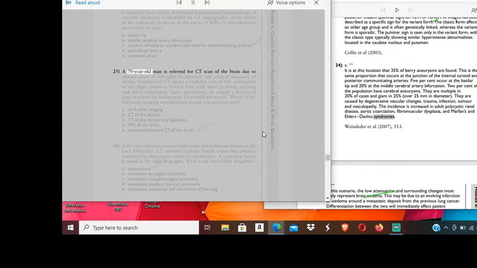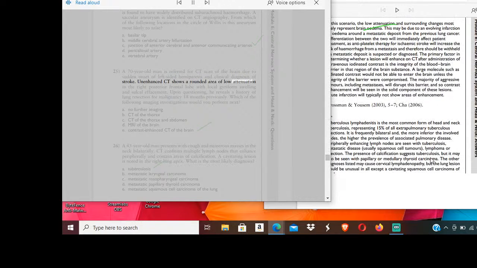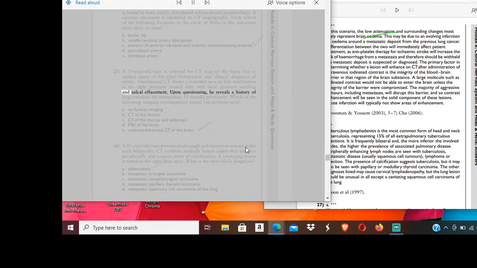25. A 70-year-old man is referred for CT scan of the brain due to sudden onset of left-sided hemiparesis and clinical diagnosis of stroke. Unenhanced CT shows a rounded area of low attenuation in the right posterior frontal lobe with local gyriform swelling and sulcal effacement. Upon questioning, he reveals a history of lung resection for malignancy 18 months previously. Which of the following imaging investigations would you perform next?